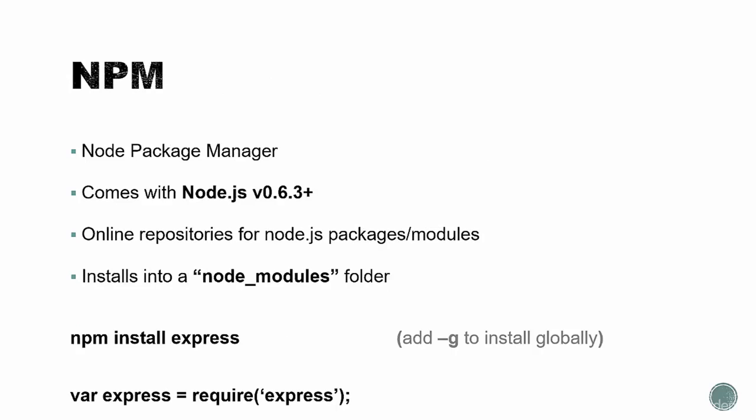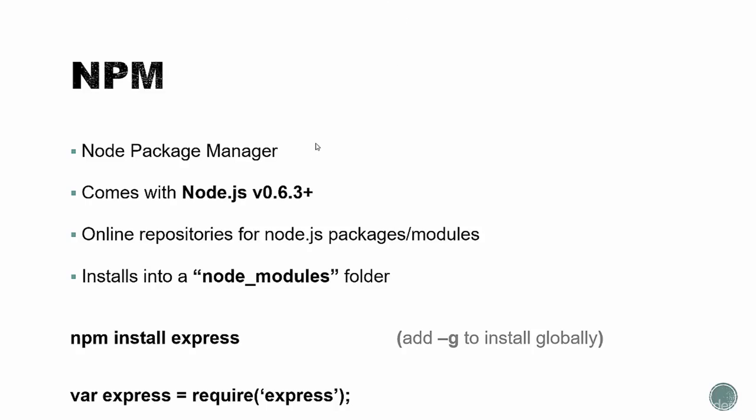So NPM is the Node Package Manager, or sometimes called Node Package Modules, and it's used to install packages and modules. We can run it from our command line. It's automatically installed with Node version 0.6.3 and later, so it's not something that you need to worry about installing yourself. You can browse the repository within the terminal with commands, or you can go to npmjs.org and you can browse the repository on the web.